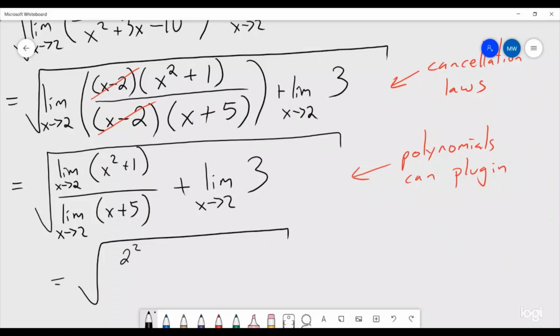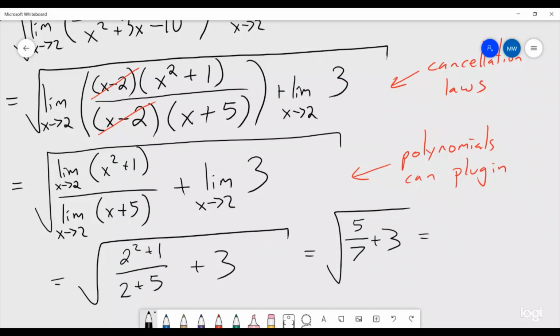So we have 2 squared plus 1 divided by 2 plus 5, plus 3. This is the square root of 5 over 7 plus 3. So 3 is 21/7. 21 plus 5 is 26. Square root of 26 over 7. Not a super nice number, but that is what it's going to be.